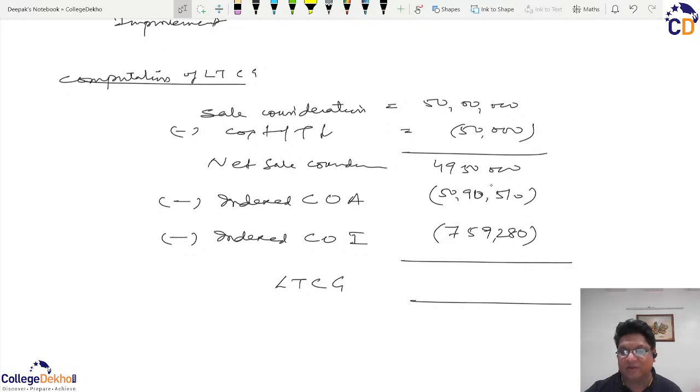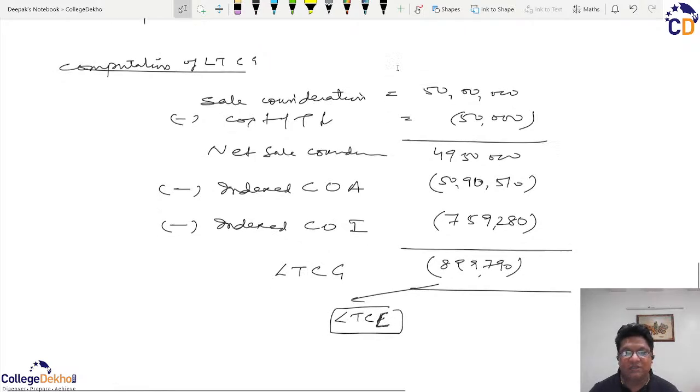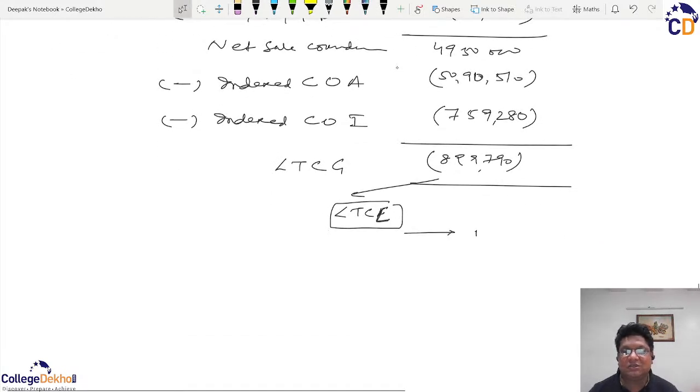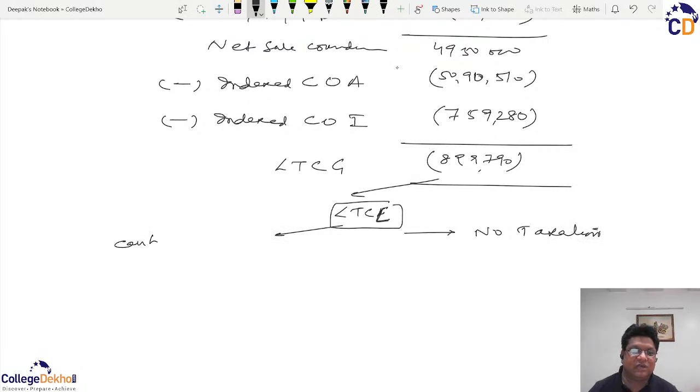This is 49 lakh 50,000 minus 50,90,510 minus 7,59,280. So this is coming out to be minus 8,99,790, and because it is a negative figure, hence it is a long term capital loss. So what is happening here? Because it is a loss, therefore there is no taxation, but this loss is allowed to be set off, and that will be discussed in detail when we do the topic set off and carry forward of losses.